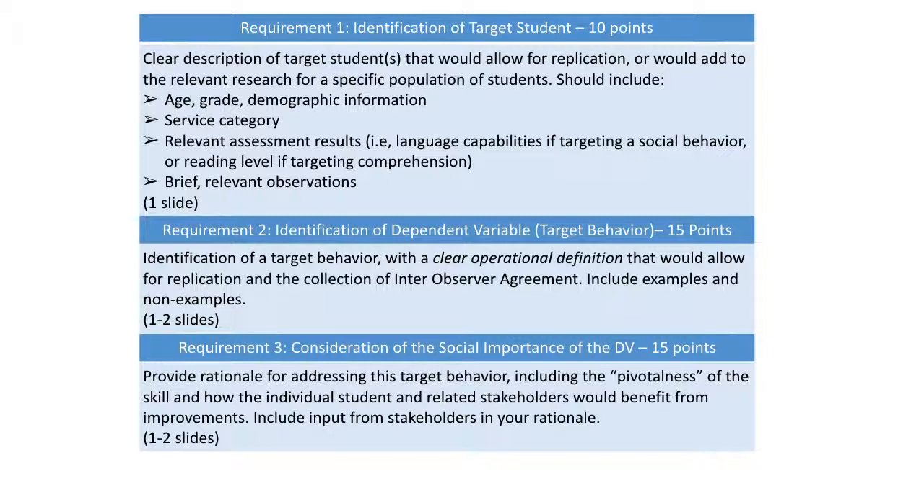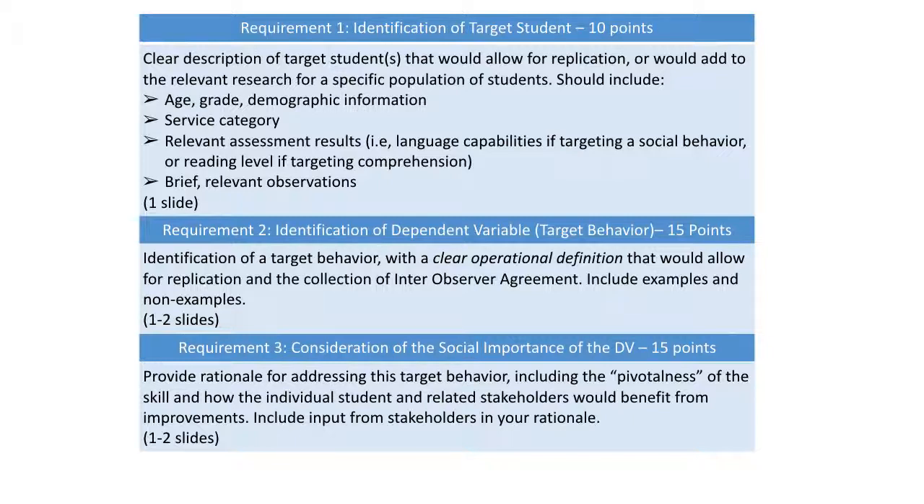definition. Requirement number three is a consideration of the social importance of the dependent variable that you've selected. So this is where you're going to provide some rationale for addressing this target behavior. This is where you can use information that you collected in assignment number two. You could talk about the pivotalness of the skill. How important is this skill across environments? How important is this skill to other connected skills? What would improvements in this skill do for the student and related stakeholders?